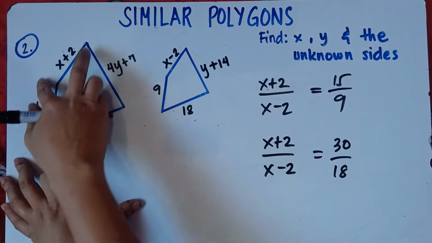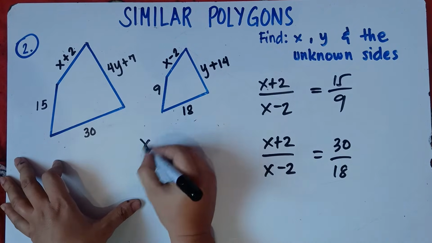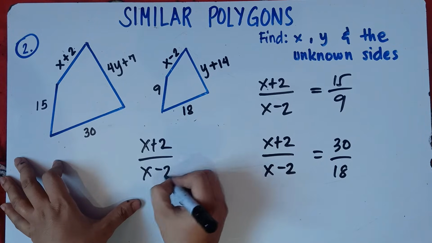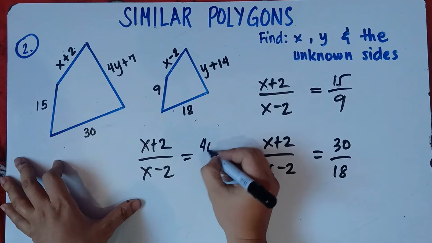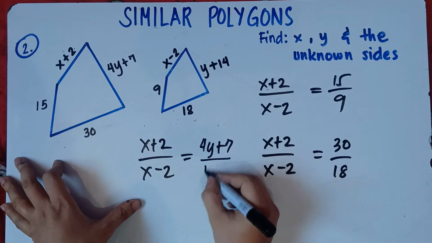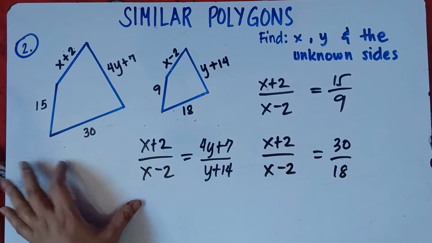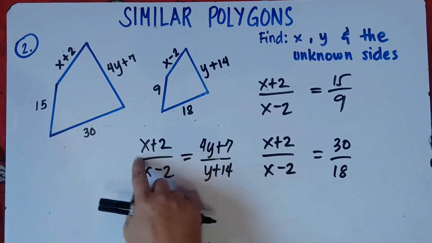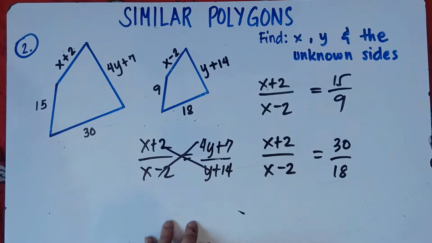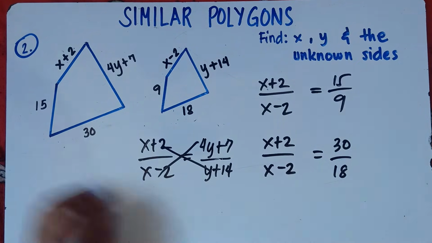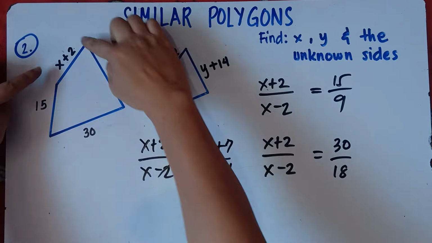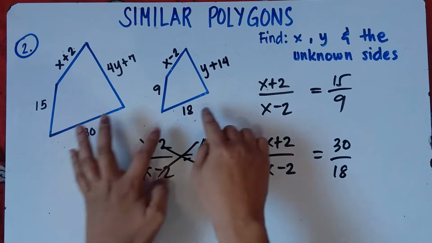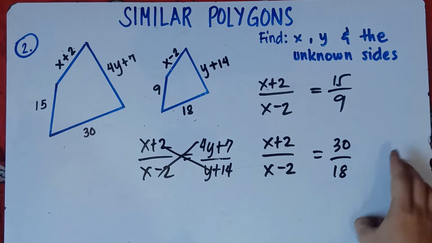But you cannot use this one, class. This side over this side, x plus 2 over x minus 2 is equal to this side over this side, 4y plus 7 over y plus 14. You cannot use this one, class, because you have two unknown variables. That would be x and y. You cannot solve this one, class. So you can choose either this side over this side, or x plus 2 over x minus 2 equals 30 over 18, because you will get the same answer, class.